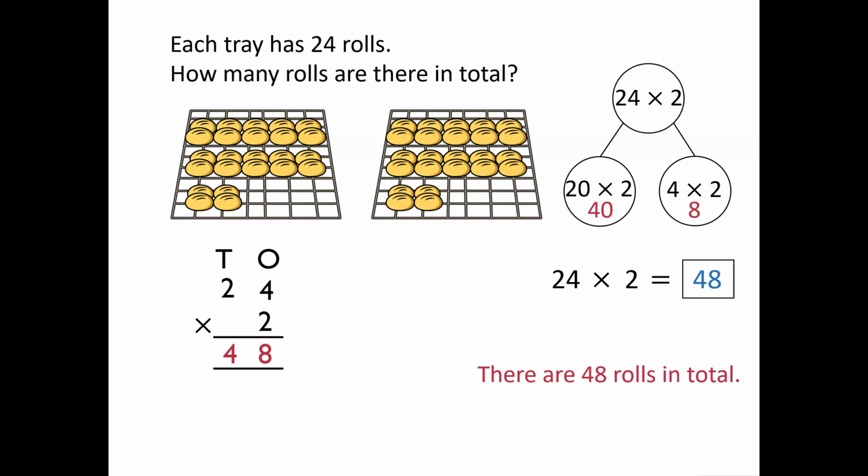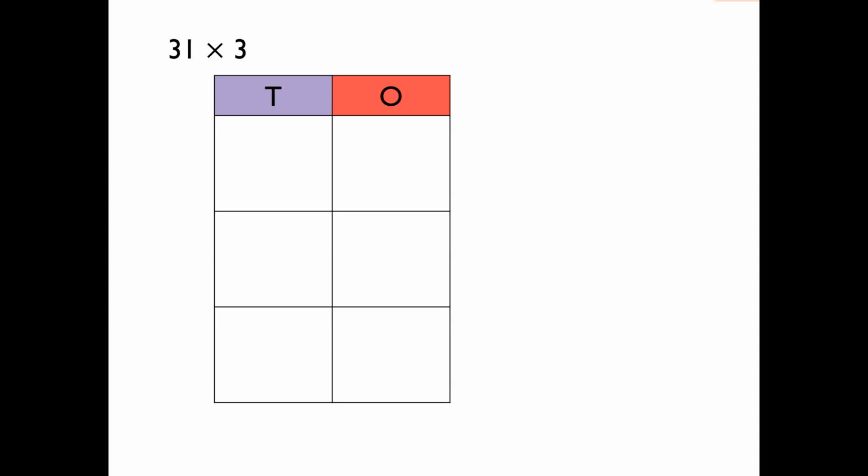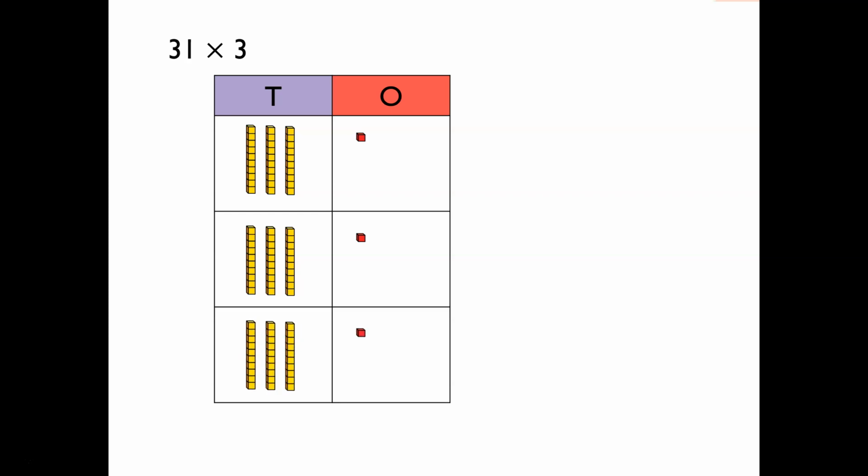Let's have another look at a different example. Here we have 31 multiplied by 3. I'm going to show 31 on a place value grid using base 10 equipment. I have 3 tens and 1 ones. I'm multiplying by 3, so I will need to show this 3 times on my grid. You can see we have 3 ones and 9 tens.